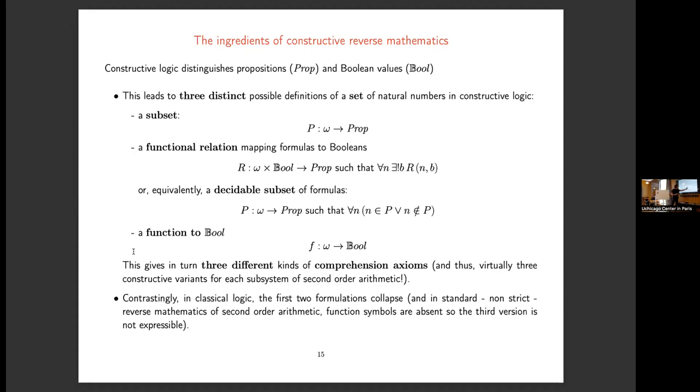And then constructively, this means that there are three kinds of comprehension axioms, which are different. And most of the time, constructive reverse mathematicians are using this implicitly. While when you reason in the intuitionistic fragment of reverse mathematics, you would naturally use that more. And this is typically what Kreisel did. Kreisel was using this representation, while in the other constructive proof, they were using this representation. And DNS is part of the story between the two.